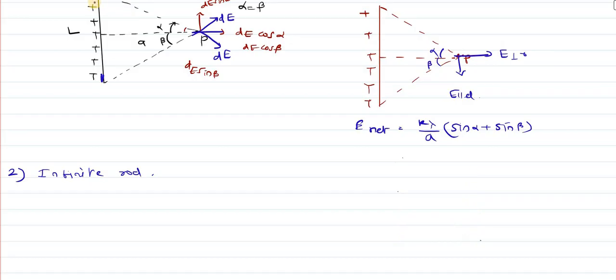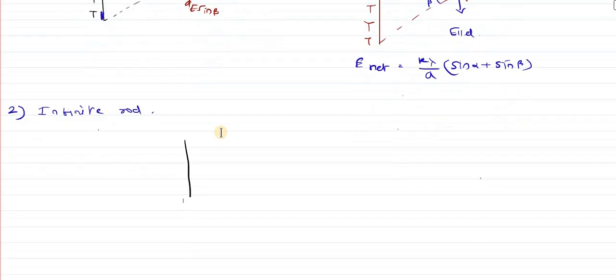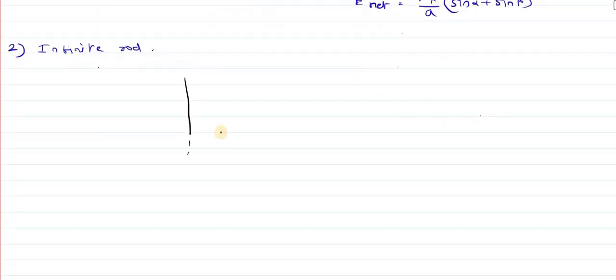That means it will make 90 degrees. Alpha will be equal to what? This is your infinite charge distribution. If you take point P, this will be almost like this, correct? So what is the angle here? It is 90 degrees. So alpha is 90 degrees, beta is 90 degrees, correct?